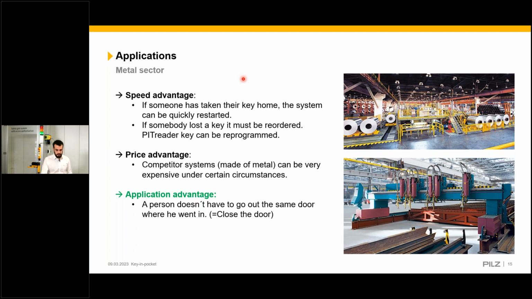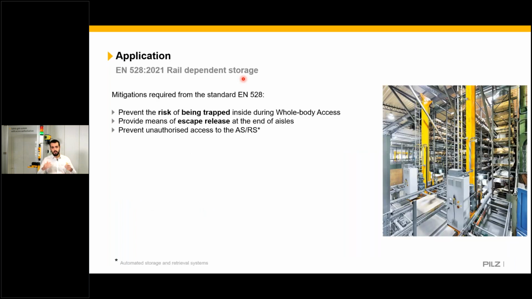All right. Good. And then if we go deeper into one type of application, which is the rail dependent storage, as you know, this is coming from a standard, Type-C 528, and this standard explains a set of different mitigation requirements. The first mitigation that you can see over here is that we have to prevent the risk of being trapped inside the mobile area with whole body access. Okay, that's the first thing that we have to prevent.